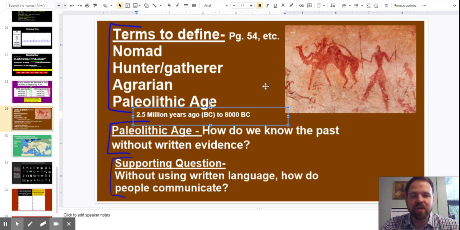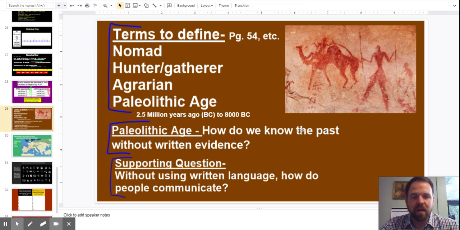So if we were looking at this as a timeline, the year zero, let's say, would be over here, and you'd be counting backwards. So 8,000 BC is actually kind of the end of this Paleolithic time period. And to get to the beginning of it, we'd have to go way backwards to 2.5 million years ago. So if you see this time range here, that's a really long chunk of time. 2.5 million years ago to about 8,000 BC.